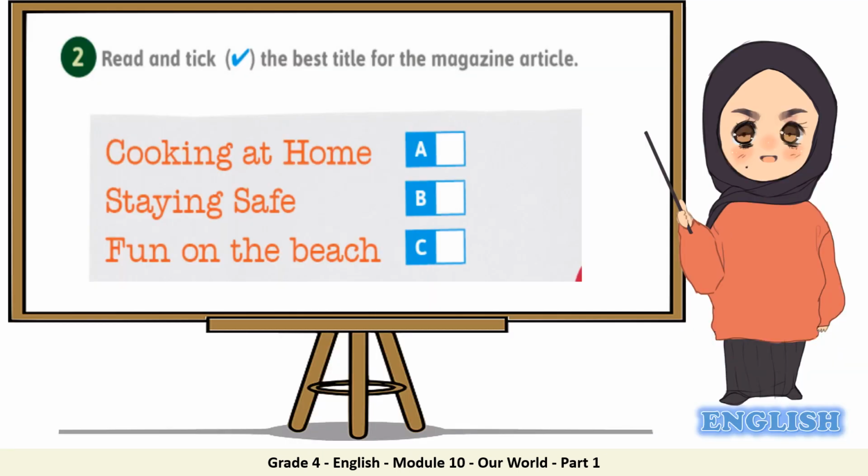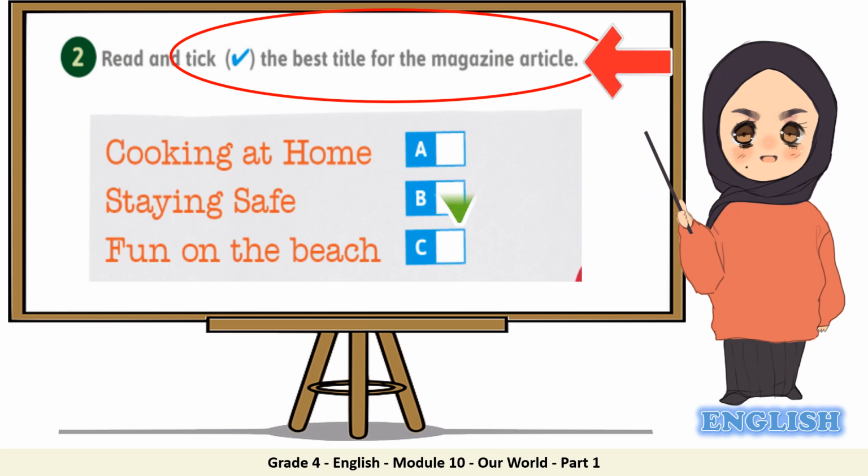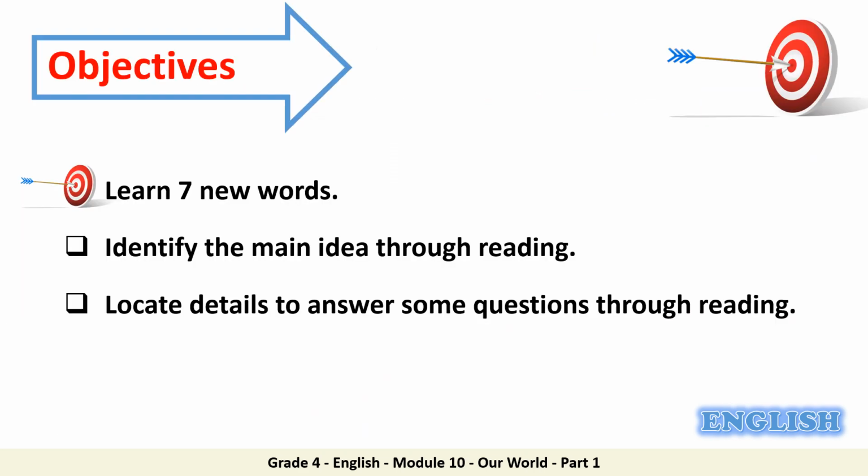Now let's have a look closely on this question. Read and tick the best title for the magazine article. I think you can answer it easily now. Yes, it is Staying Safe. Great job. Well done. You have completed objective 2. Now it's time to move to the third one.